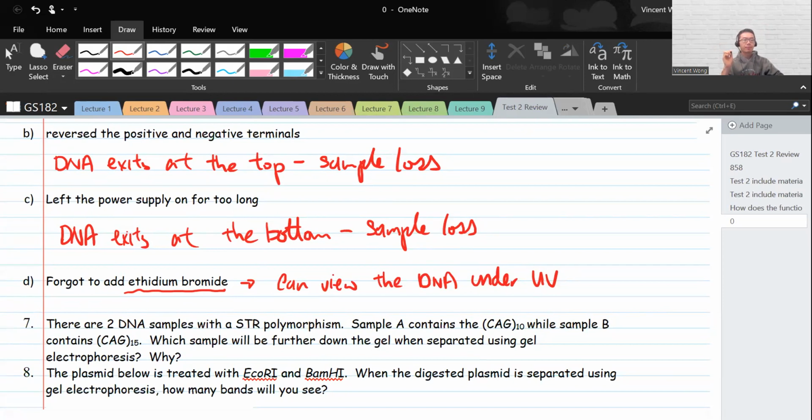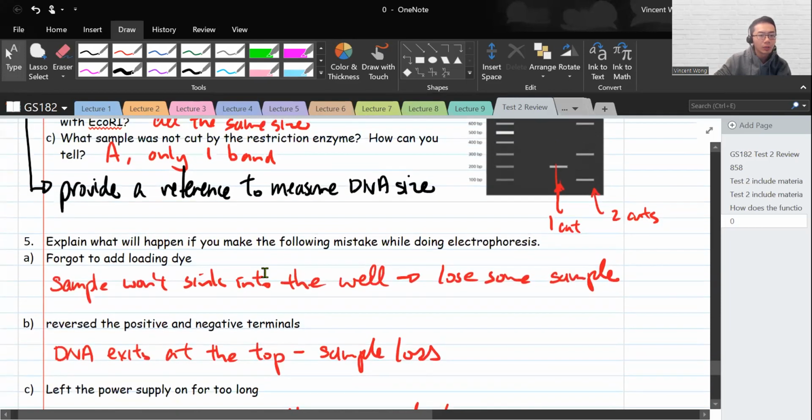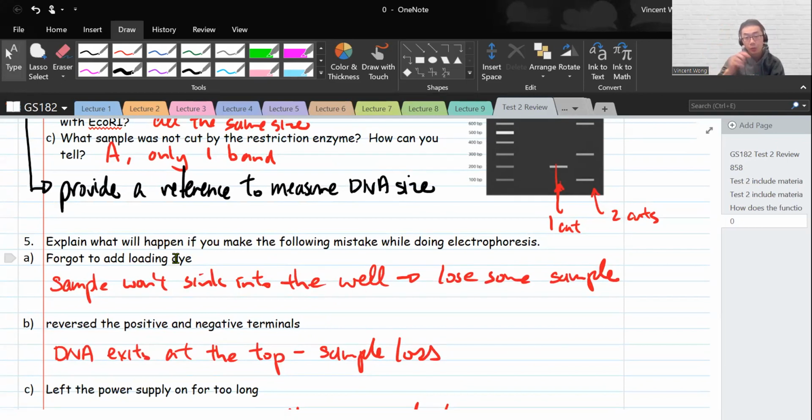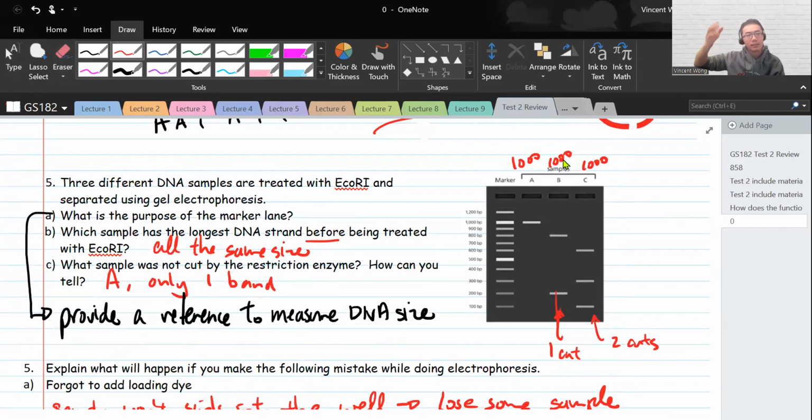Yeah, go ahead. Sorry, what's the function of the loading dye? Yeah, the loading dye makes the solution heavy. So when you add your sample at the top, to the well, it will sink into the well, right? If you don't add the dye, then when you add it, it will just go poof and spread all over the chamber. Okay.